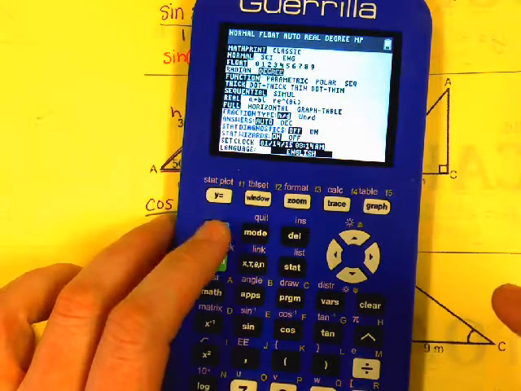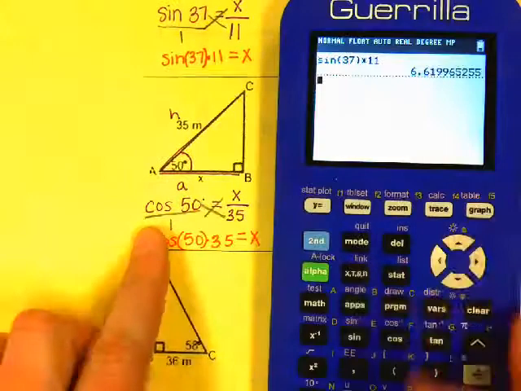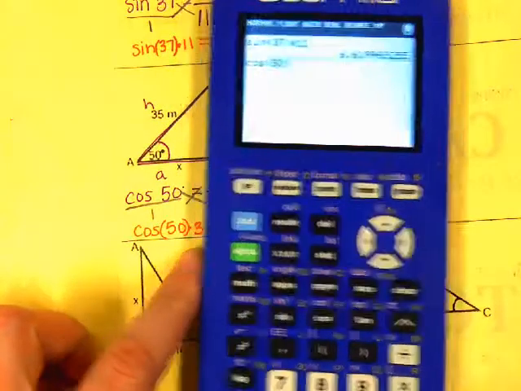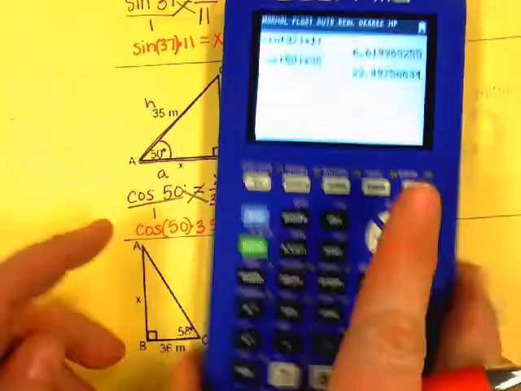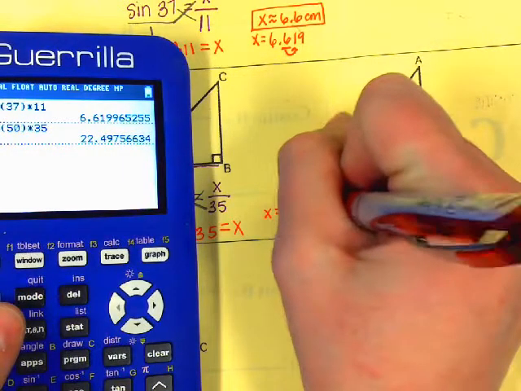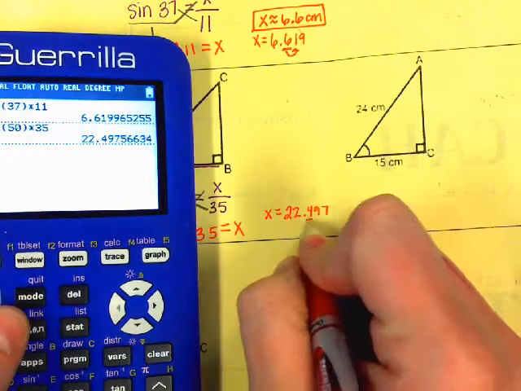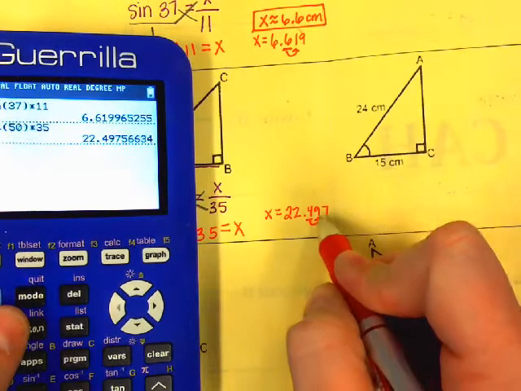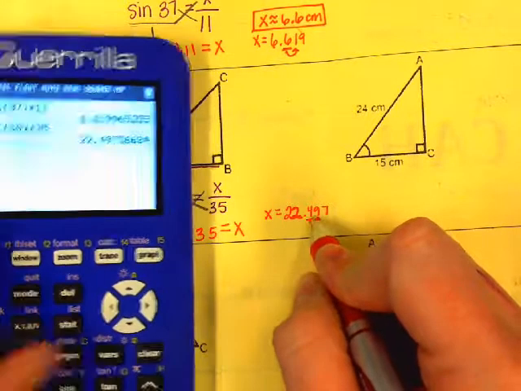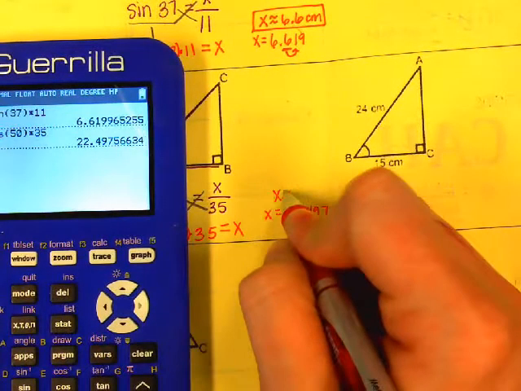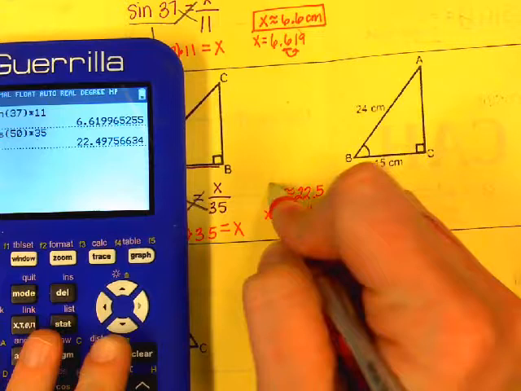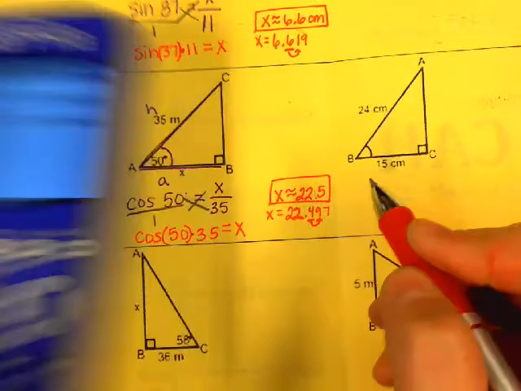I'm going to make sure that my calculator is still in degree mode. It won't go out of it unless you clear your calculator. So it's in degree mode. Now I'm going to hit the cosine button, and I'm going to do 50 times 35. So x is equal to 22.497. I want to look at this 4 and look at that 9. That 9 is larger than 5, so that 4 rounds up. So x is approximately 22.5.